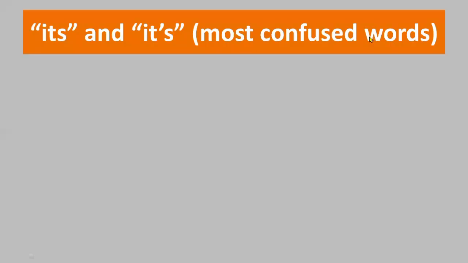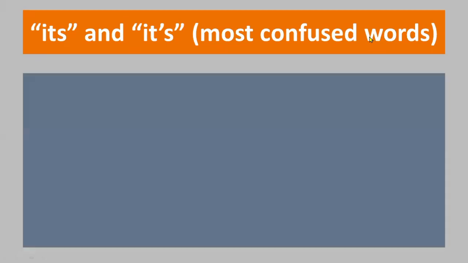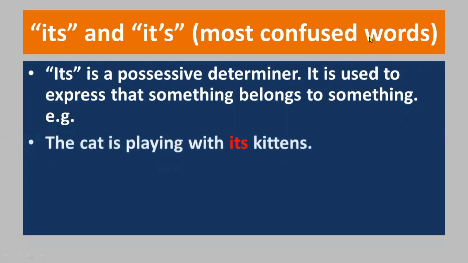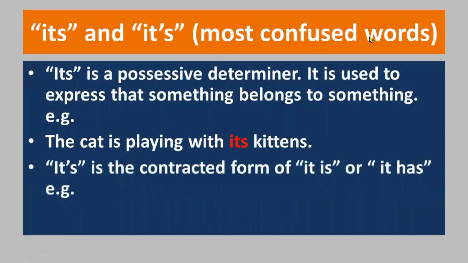It's and its. It is also one of the most confused words. First of all, look at its. Its is a possessive determiner. It is used to express that something belongs to something. For example, the cat is playing with its kittens. And now look at the word it's, it apostrophe s. It's is the contracted form of it is or it has. For example, it's not good to tell a lie. So you can see the difference between its and it's.